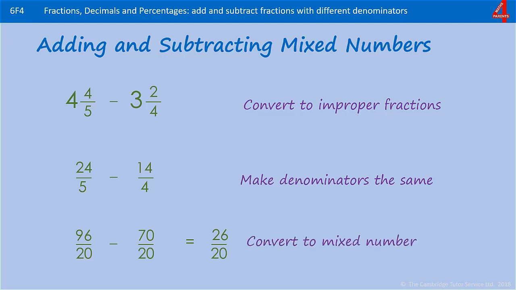Now we need to convert that to a mixed number. How many times does 20 go into 26? It'll go in once, and we have 6 20ths left over. And we can simplify that because 6 and 20 will both divide by 2. So that's 1 and 3/10.